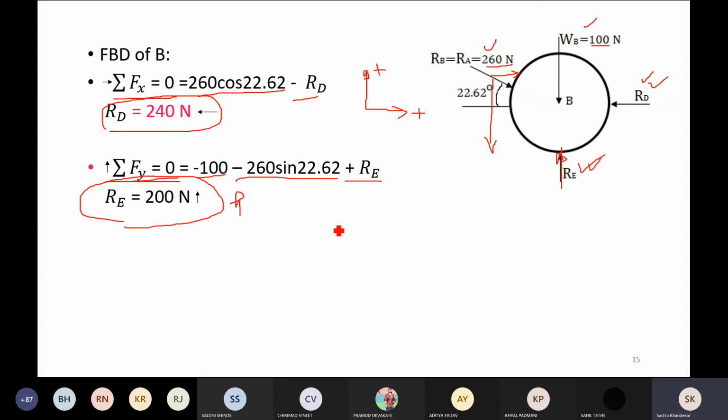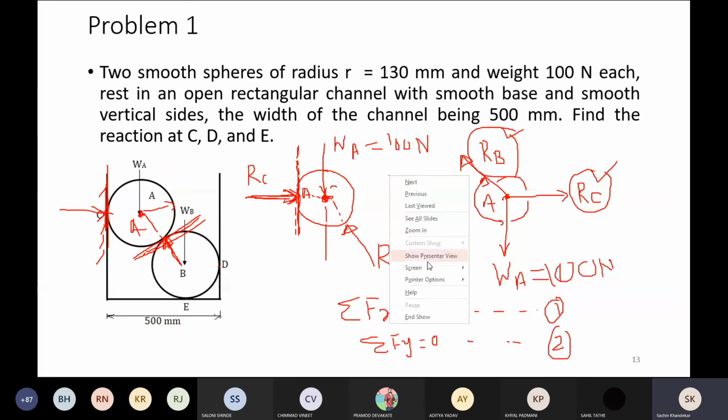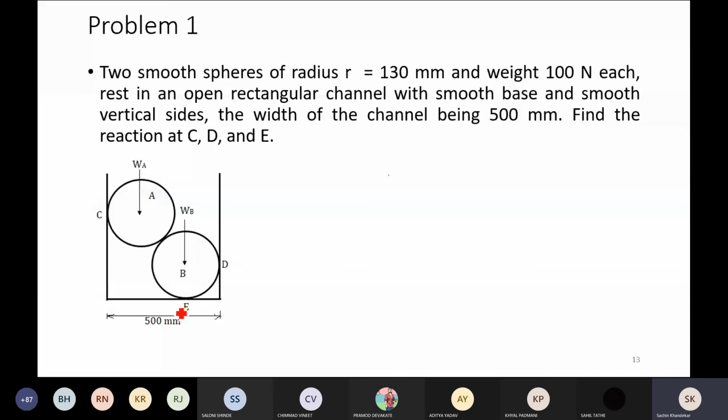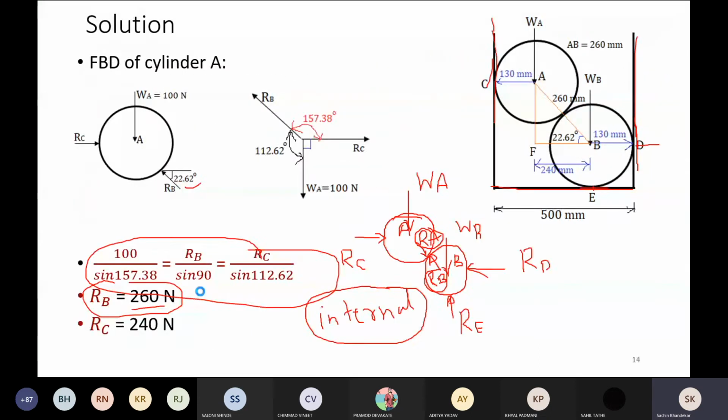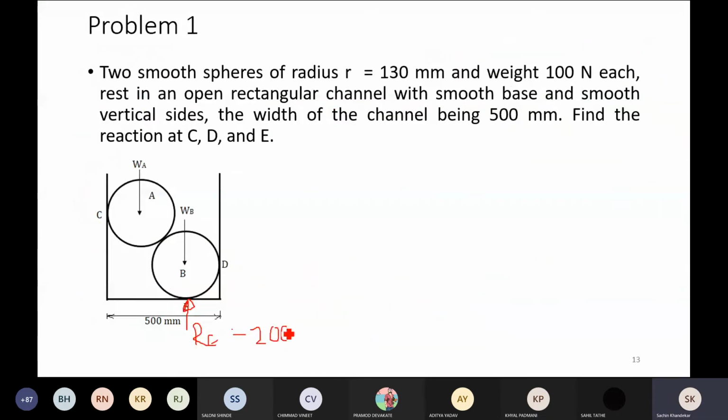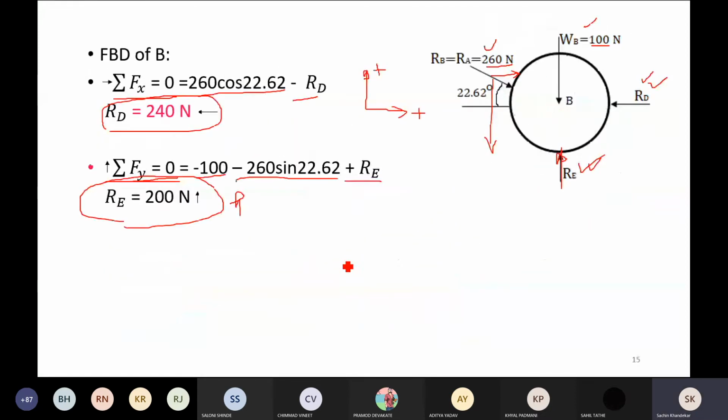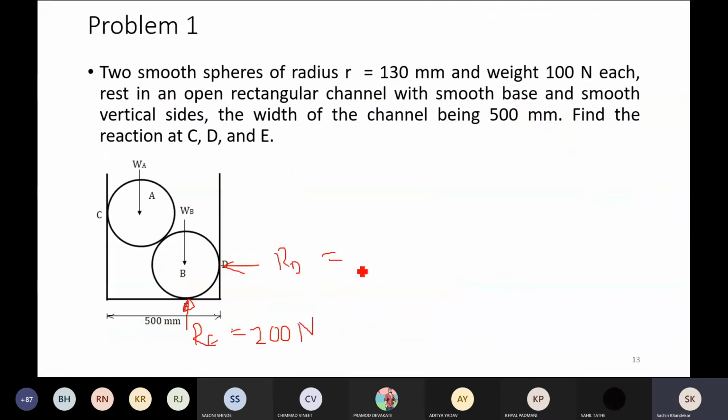Now we have got all the external reactions. RE is 200 Newton in the upward direction; I have already shown the direction. RD is equal to 240 Newton leftward, and RC is 240 Newton leftward.